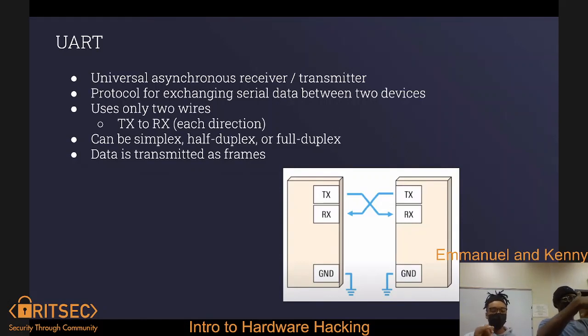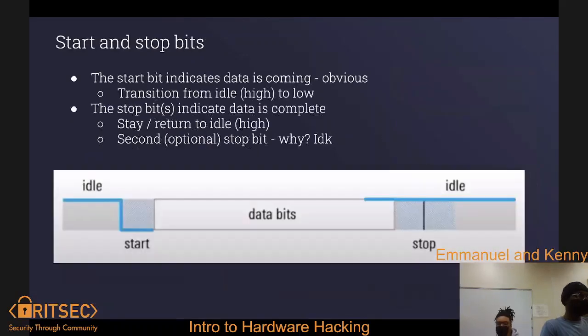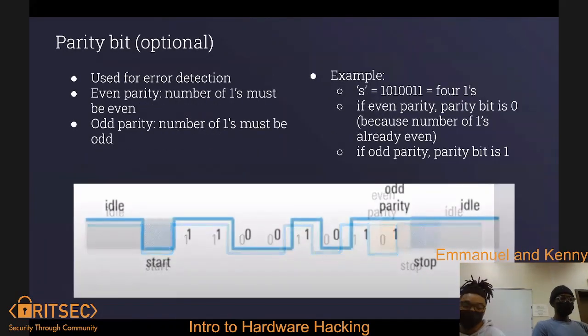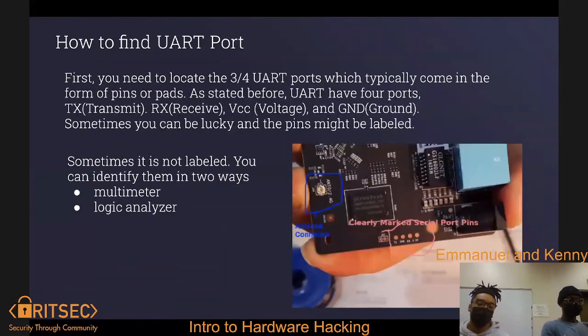And also the 4th pin is generally power, VCC. In applications where the device can't be powered by an external power supply, it's powered directly through UART when you are debugging, right? But this is usually the 4 pins that are out there for UARTs.